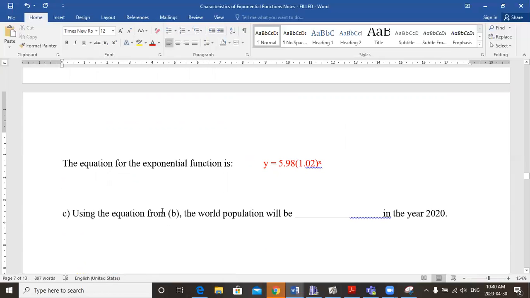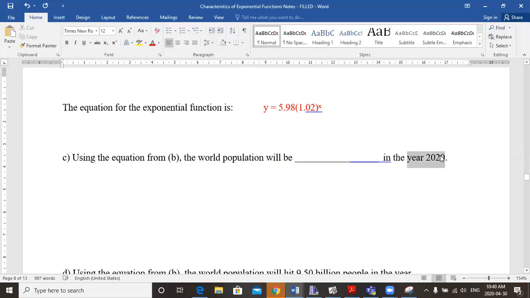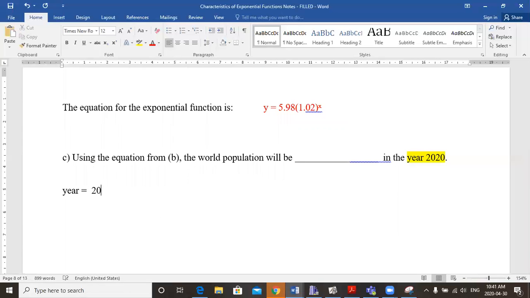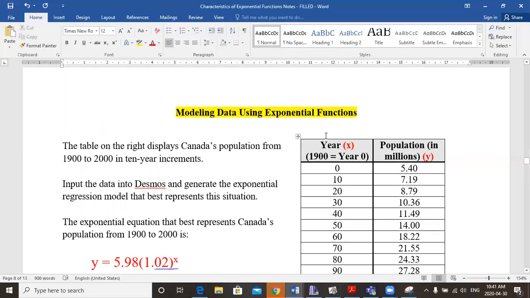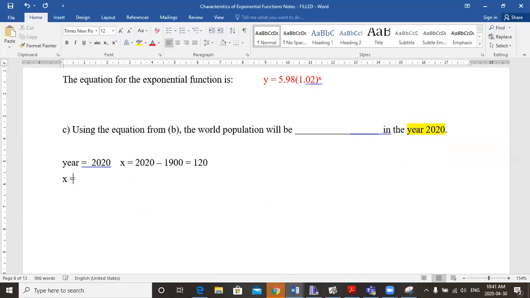Using our model, what's the world population in the year 2020? Again, you're either given an X or given a Y. So we're given the year 2020. Now, X represents the number of years after 1900. So X would equal 2020 minus 1900, and of course, you can do this with mental math when I'm showing the work. So X is 120. That's very important. X equals 120, and we're solving for Y.